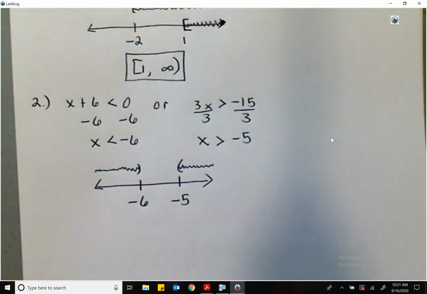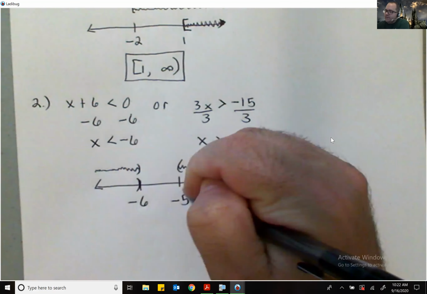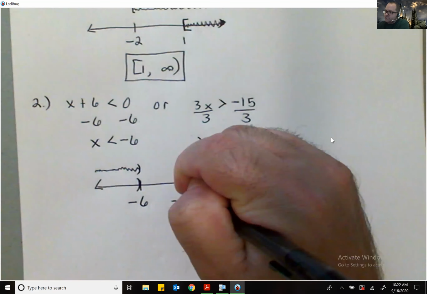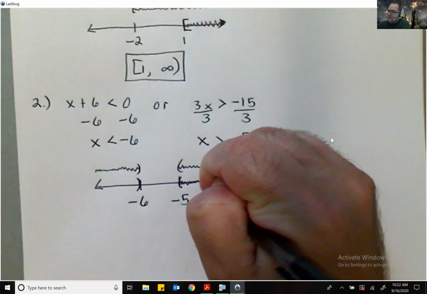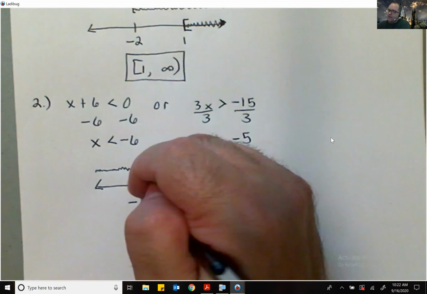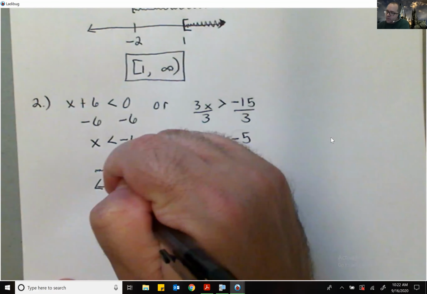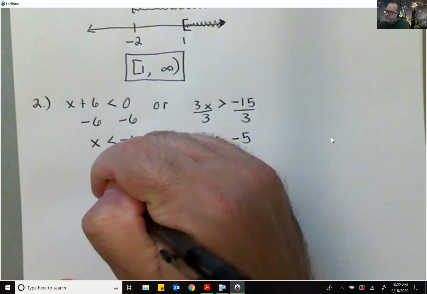I don't remember. You don't remember? That's all right. Anybody else remember? What do ORs really want? All the shading. So wherever there is shading, that's the answer. So we're going to have the parenthesis shaded to the right of -5. We're going to have the parenthesis shaded to the left of -6 because that's where all the shading is.